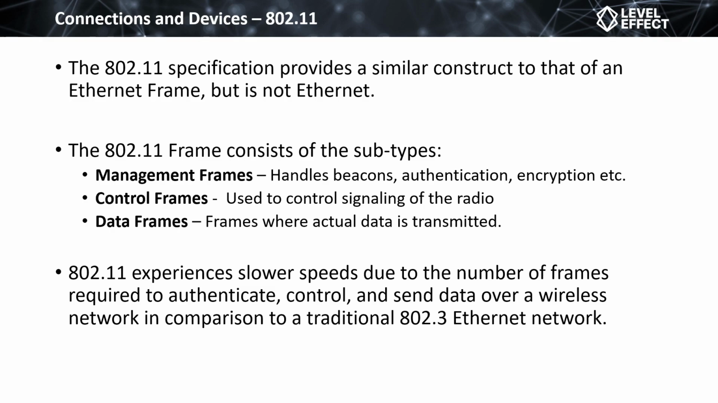A microwave being turned on can cause interference. So there has to be a lot more work done in the communication side of a wireless network to provide a certain level of performance. To do that, the 802.11 spec uses three frame subtypes: a management frame, a control frame, and a data frame.